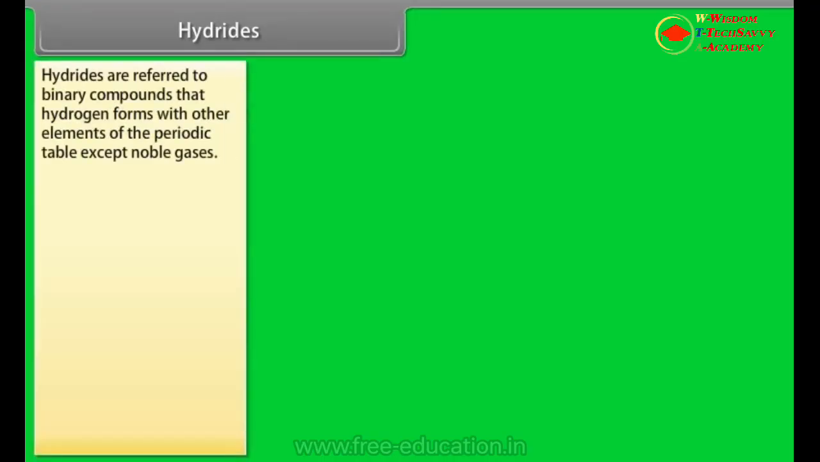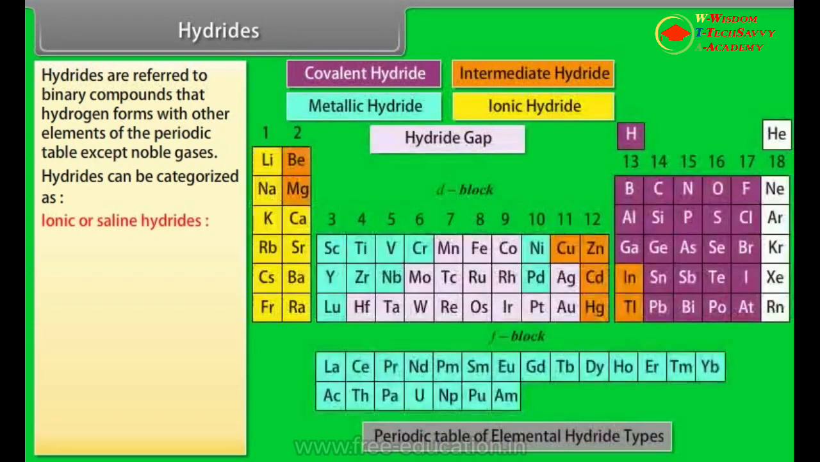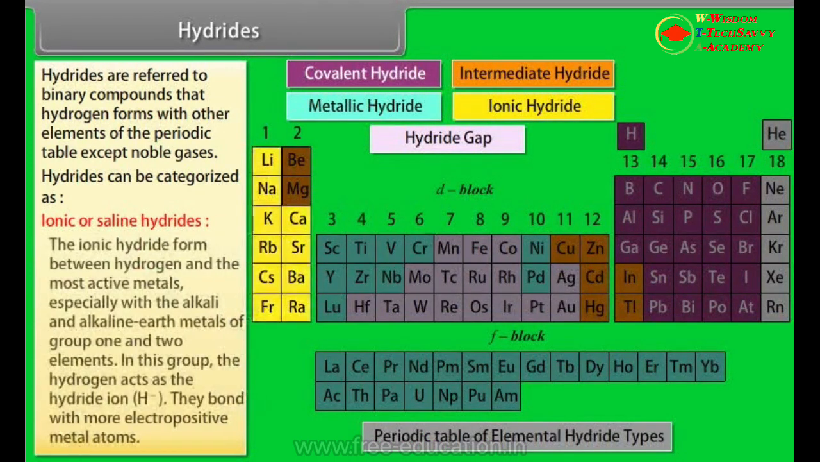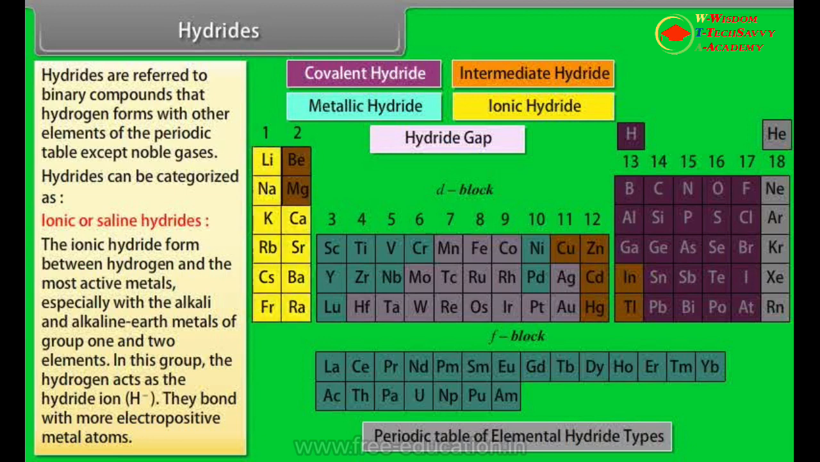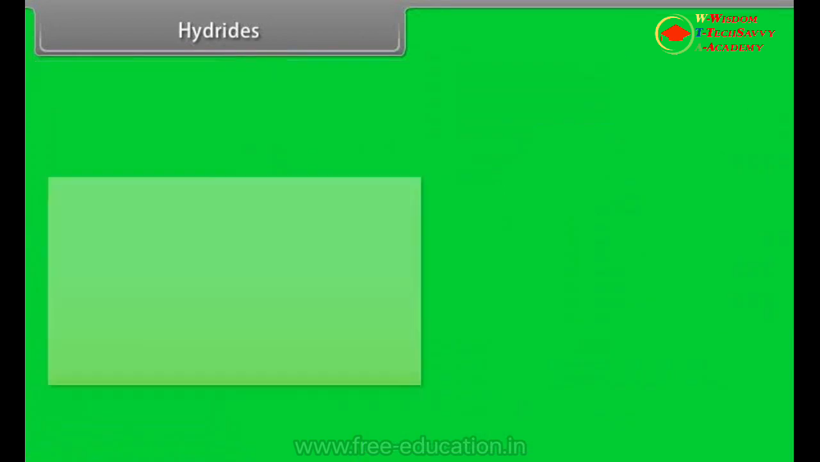Hydrides. Hydrides refer to binary compounds that hydrogen forms with other elements of the periodic table except noble gases. Hydrides can be categorized as ionic or saline hydrides. Ionic hydrides form between hydrogen and the most active metals, especially the alkali and alkaline earth metals of group 1 and 2 elements. In this group, hydrogen acts as the hydride ion.